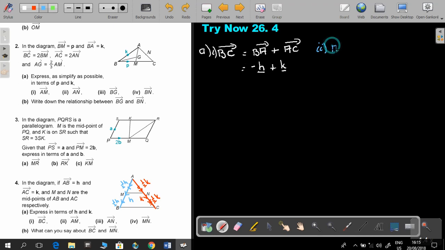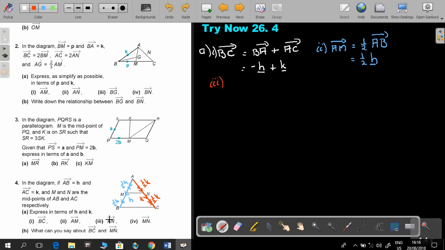AM. Now let's just find it first. AM. Now do you see that AM is the half of AB? And I have that AB, can you remember? That was easy. AB was H. So it's the half of H. And that's my final answer there.